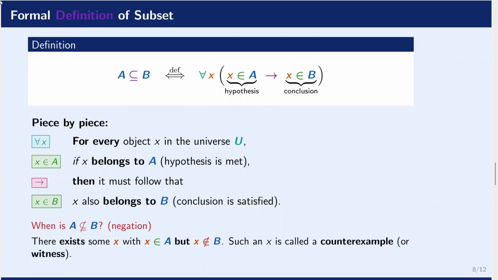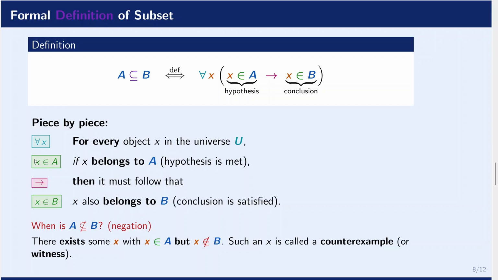Now let us bring all these pieces together to understand the formal logical definition of a subset. We write the statement A is a subset of B. By definition, this is equivalent to the following logical formula. For all x, if x belongs to A, then x belongs to B. Let us break this master formula down piece by piece. The upside-down A with the x means for every object x in the universe U.